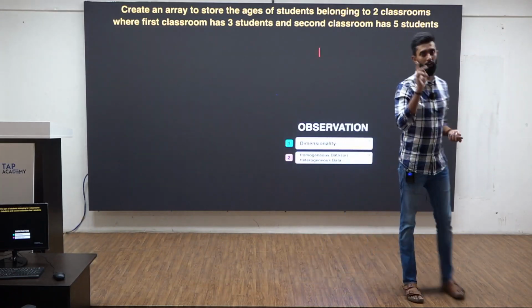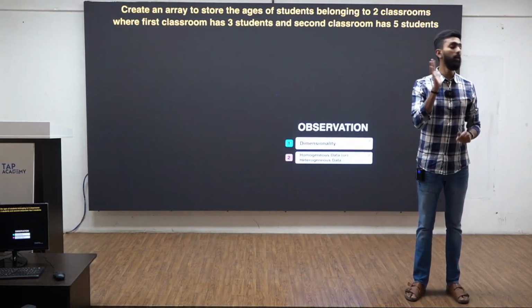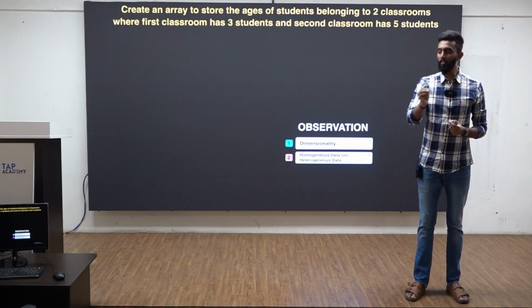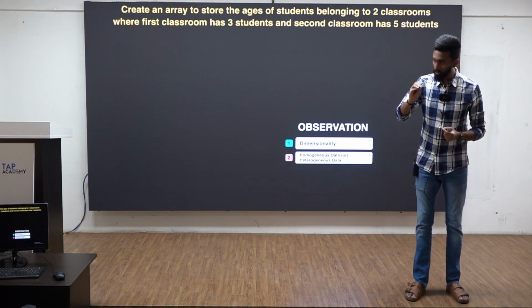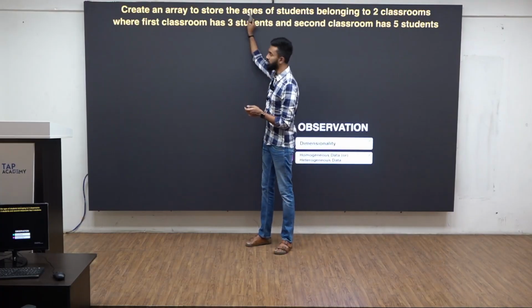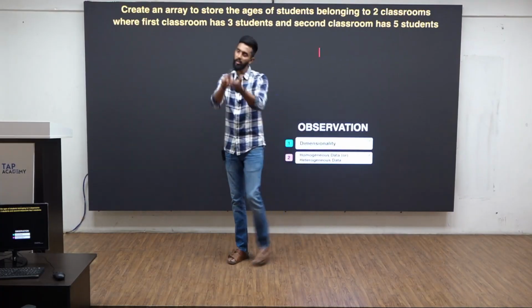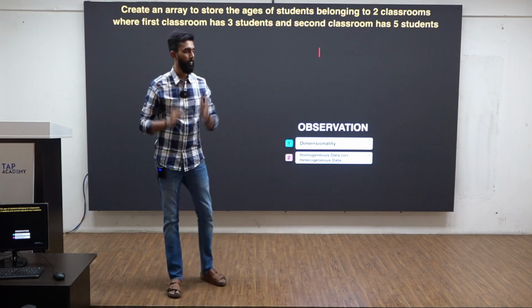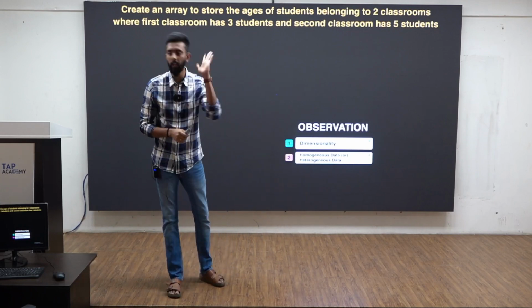Next tell me, is data homogeneous or heterogeneous? Now some of you will say heterogeneous and make a mistake, because I have clearly told you to check whether data is homogeneous or heterogeneous, always see what are you storing. What are you storing? Ages. What are ages? Integers. It is still homogeneous only. What you are storing is the same type.